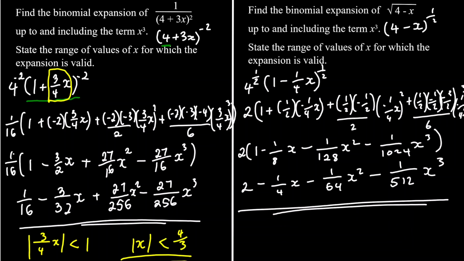And the range for which it's valid. So it's valid when the modulus of a quarter x is less than 1. So multiplying both sides by 4, the modulus of x is less than 4.